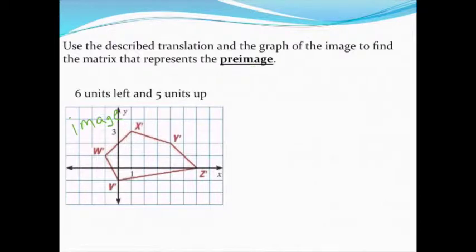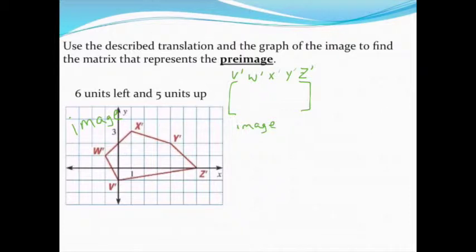So the first thing that I think we'll need to do is set up a matrix that represents our image. Recall from the last video, hopefully you watched that one, we're going to have two rows. Our x coordinates will be on the top and our y coordinates will be on the bottom, and then each column is going to represent a different point. So starting with V prime, we'll have V prime, W prime, X prime, Y prime, and Z prime. I'll do the first coordinate with you guys, and then I'll have you pause it and find the other coordinates.